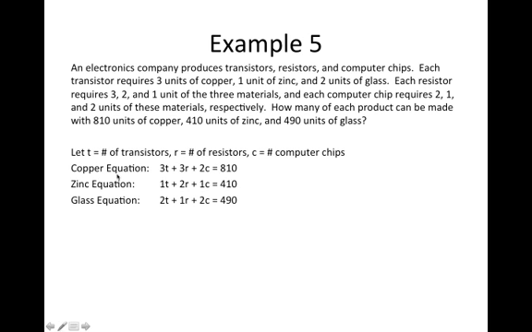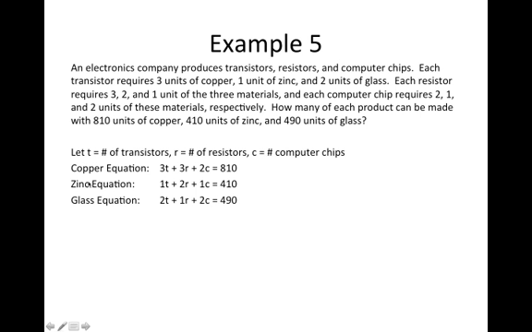So for my copper equation, I'm going to go through and figure out how much is used for each type of product. Well, I'm using 3 units of copper for every transistor, so I'm going to have 3 times T. And each resistor, I'm going to use 3 units of copper, so plus 3 times R. And then for each computer chip, I'm going to use 2 units of copper, so plus 2 times C equals 810. Okay, so that's my copper equation.